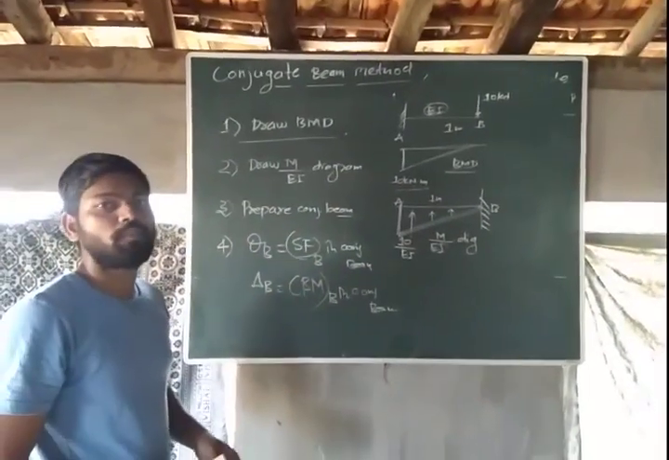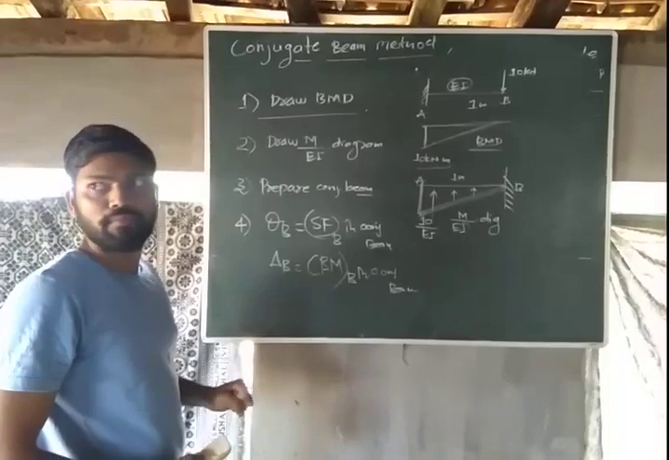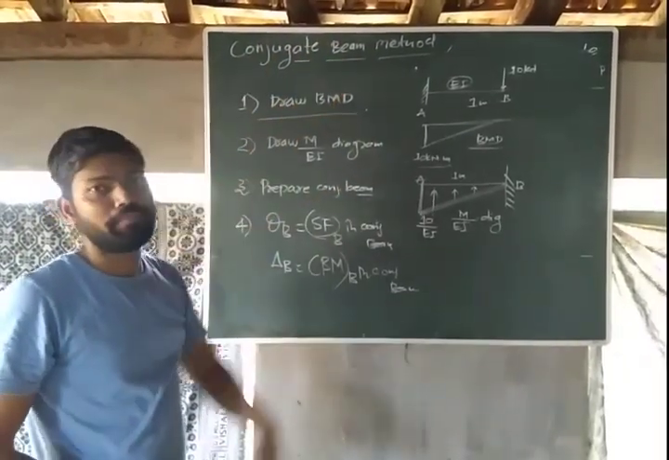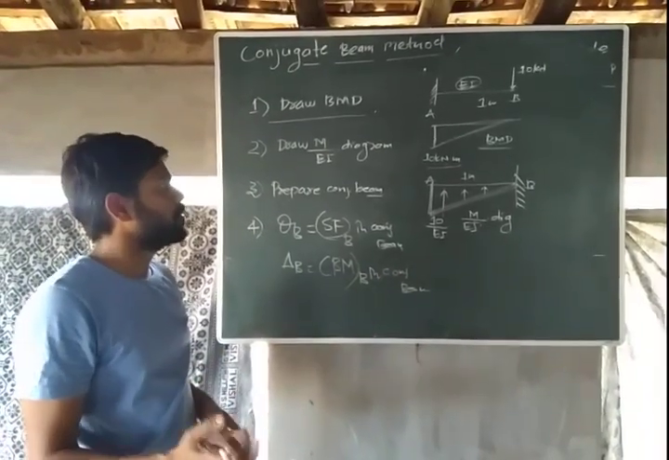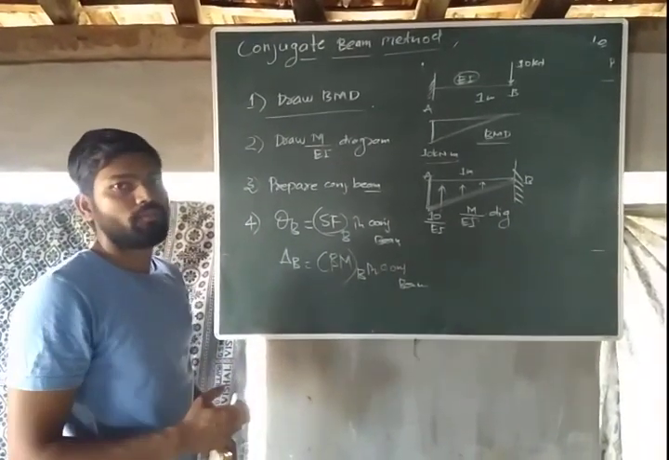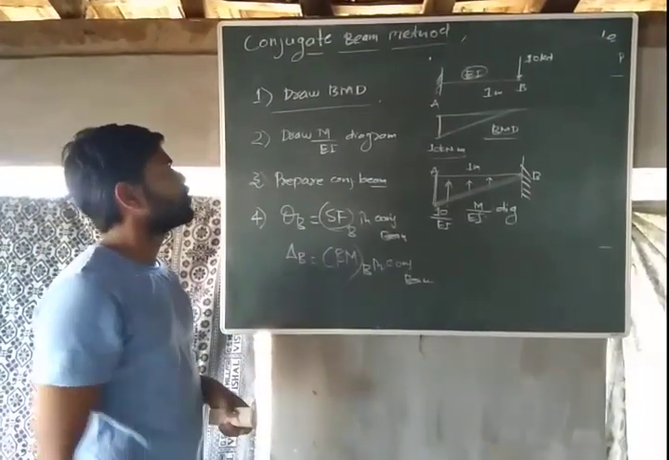This is the stepwise procedure to find out the slope as well as the deflection by using the conjugate beam method. In the next lecture we will see some numericals and solve them based on previous year question papers, so that you will be able to understand the concept of the conjugate beam method.